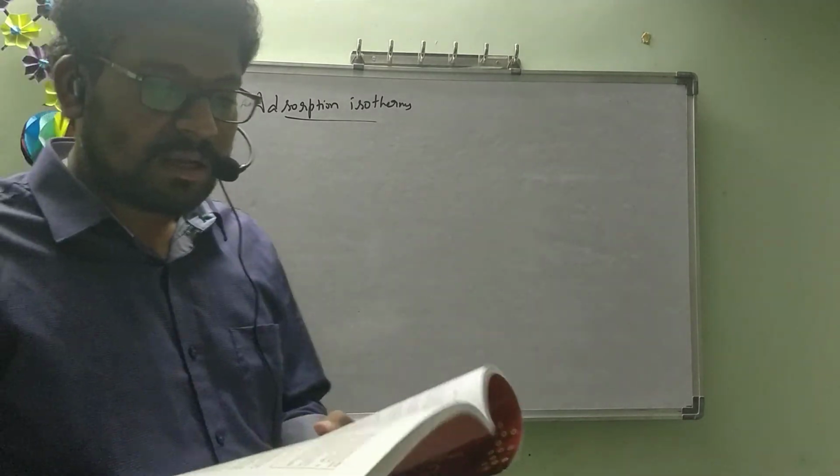First, the variation in the amount of gas adsorbed by the adsorbent with pressure at constant temperature. What is the variation of amount of gas adsorbed with pressure at constant temperature? We are going to draw one graph. It can be expressed by means of a curve, a graph, termed as adsorption isotherm, as isotherm means the graph which is drawn at constant temperature.